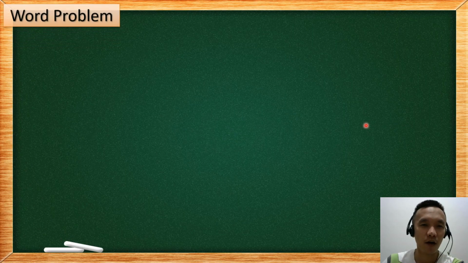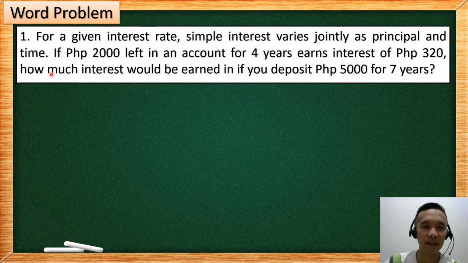So now let's have a word problem. So here we have a statement. For a given interest rate, simple interest varies jointly as principal and time. So if 2,000 pesos left in an account for 4 years earns an interest of 320 pesos, how much interest would be earned if you deposit 5,000 pesos for 7 years? So how to solve a word problem like this one?